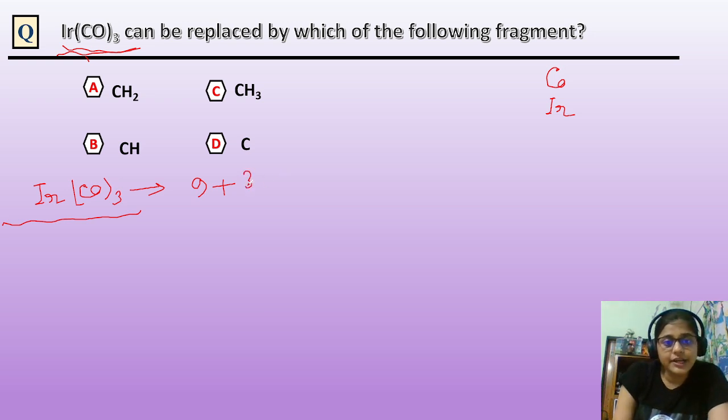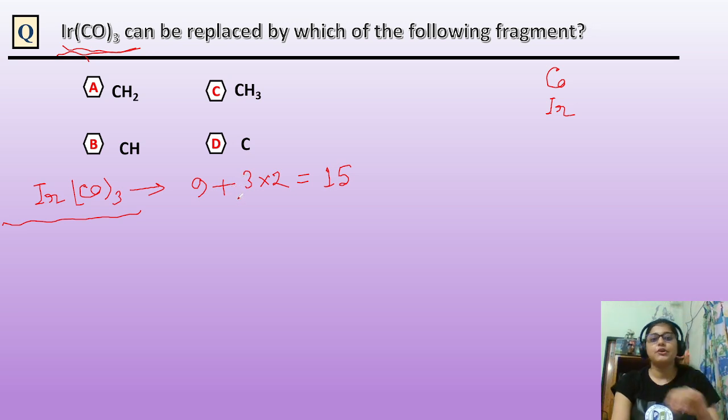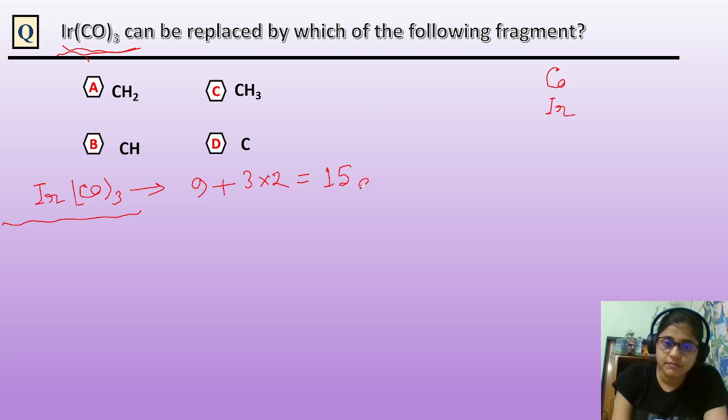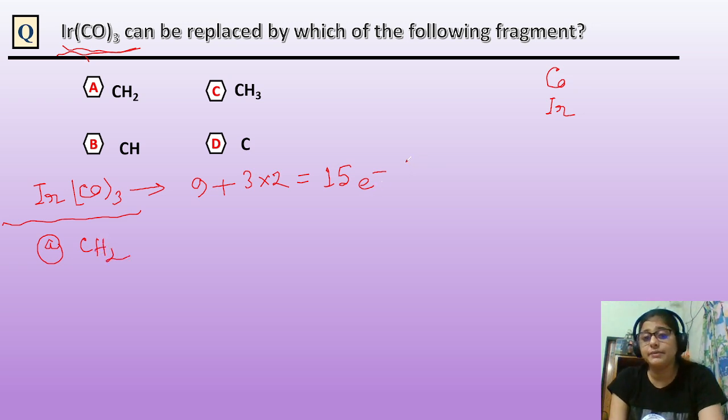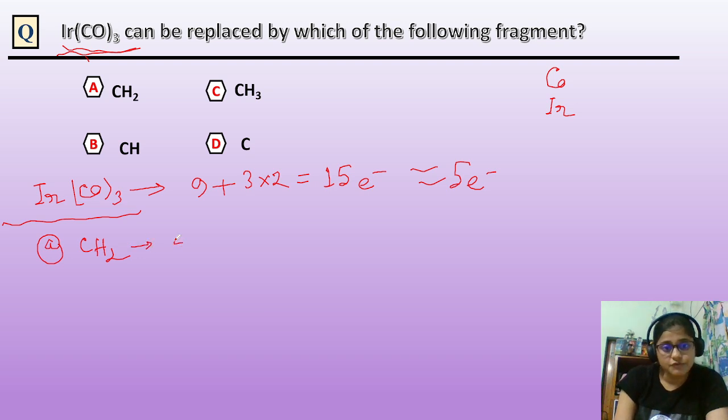And 3 into 2, so it is 15, right? So 15 electrons. Now for the four fragments we have to calculate. Option A is CH2. It will be isolobal with which main group element? The one with 5 electrons. Let's count: it is 4 plus 2, which is 6 electrons. So A will not be the option.